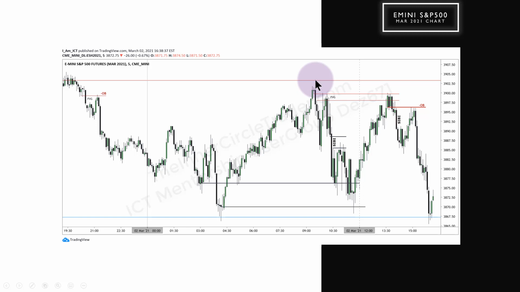Look at the sensitivity there. Again, it's not supply and demand. It's not support and resistance. It's not Elliott wave. It's not any of that stuff. This is real institutional market theory, and then how price is delivered.